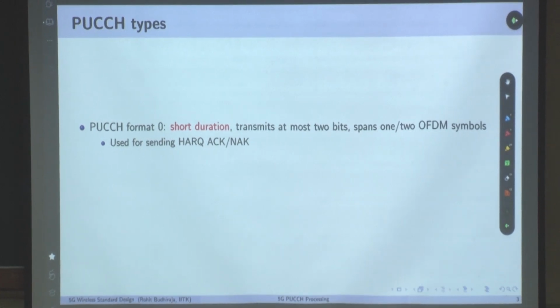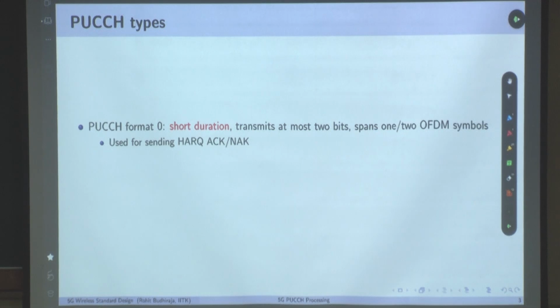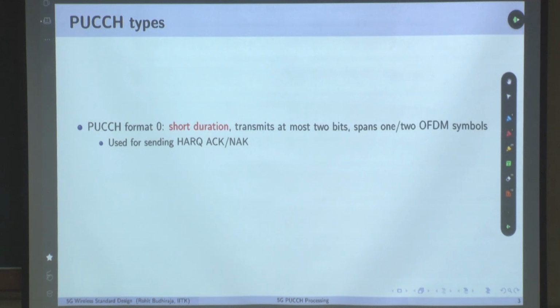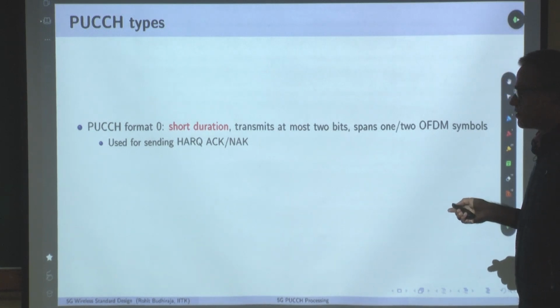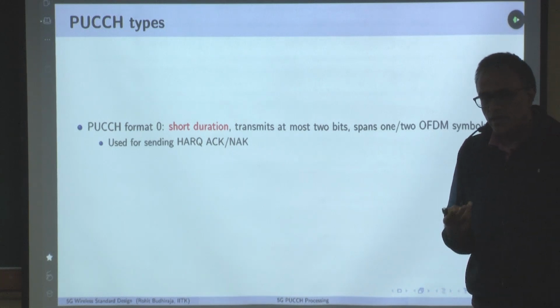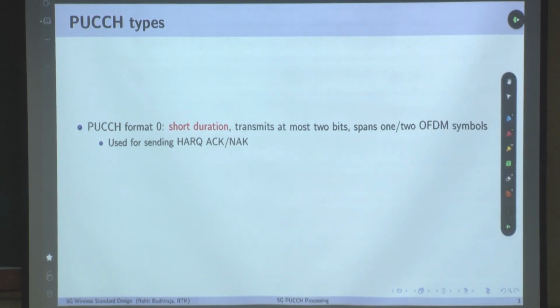So what is format 0? Format 0 is a short duration PUCCH chain, which essentially means that it is meant for sending short information. Look at this, the format sends a maximum of 2 bits, but you need to design a transceiver chain for that also. It spans 1 or 2 OFDM symbols, and typically it is used for sending hybrid ARQ ACK or NACK. It is 1 bit, we know that, but it can send a maximum of 2 bits of information.